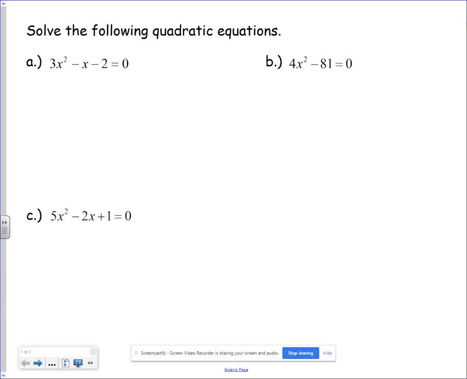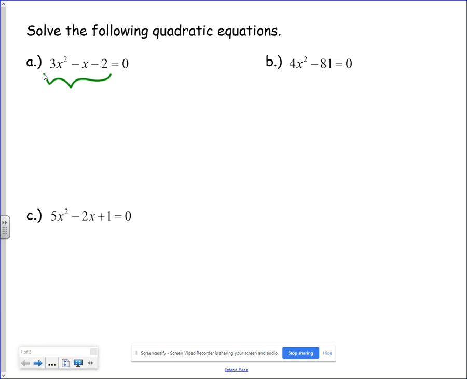Alright, so let's look at A. We got 3x squared minus x minus 2 is equal to 0. So this is a quadratic equation. What do we have? We have a quadratic trinomial on the left side. So when we have a quadratic trinomial, we're always going to try to solve it by factoring first. Okay? So we want to know, does this factor? If it doesn't factor, then we're going to solve it by using the quadratic formula.